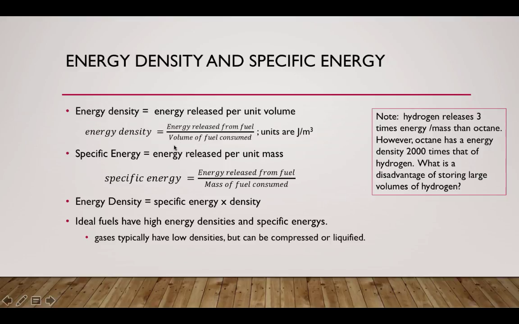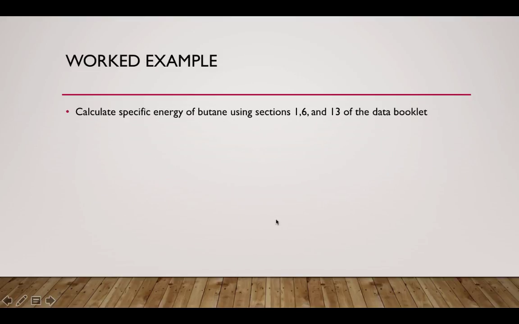Okay, so energy density. We're going to look at two terms here, energy density and specific energy. Energy density is the energy released per unit volume. We're going to calculate the energy released from the fuel over the volume of the fuel consumed. These units are going to be in joules per cubic meter. Then there's also specific energy, which is the energy released per unit mass. Again, energy released from the fuel over the mass of the fuel consumed. We can convert from energy density to specific energy by simply using the density of the material. Okay. Ideal fuels will have high energy densities and high specific energies.